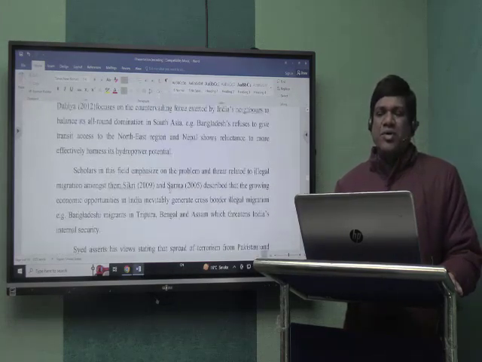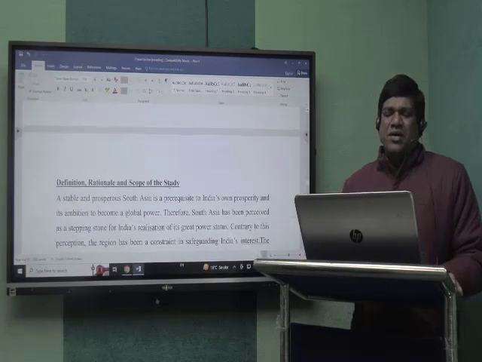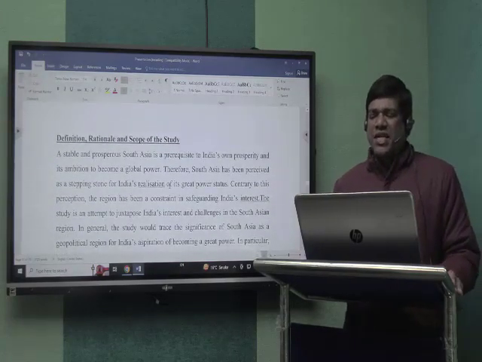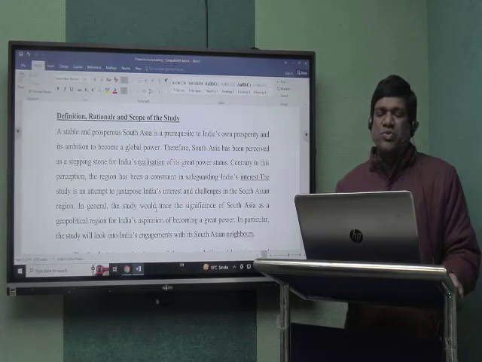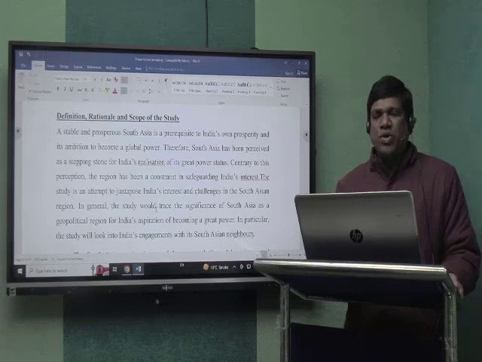So then you have the rationale and scope of the study. In this one you will explain what are the gaps that you have found in the literature review, and then you also talk about the scope of your study. What is the scope that you see in the study, and what are you going to add on to the existing literature, and so on and so forth, right?